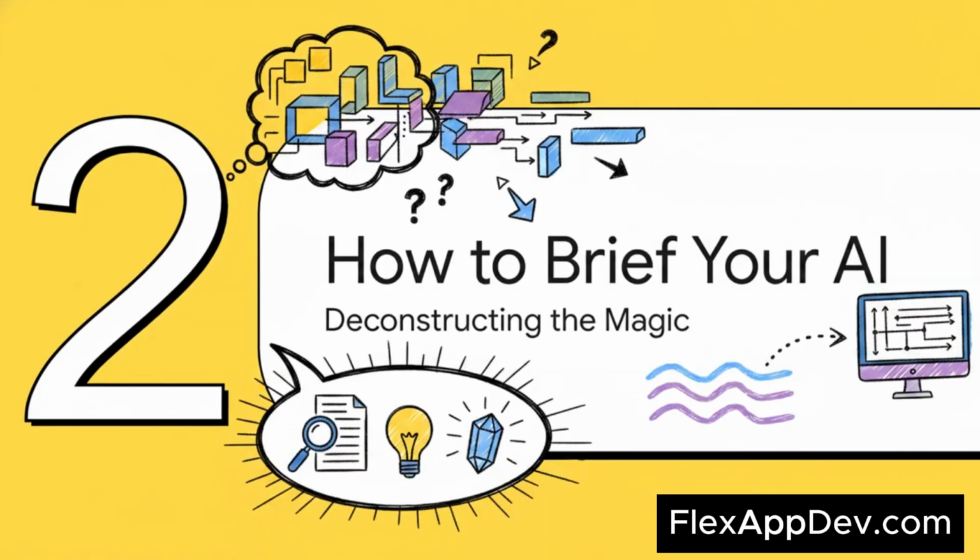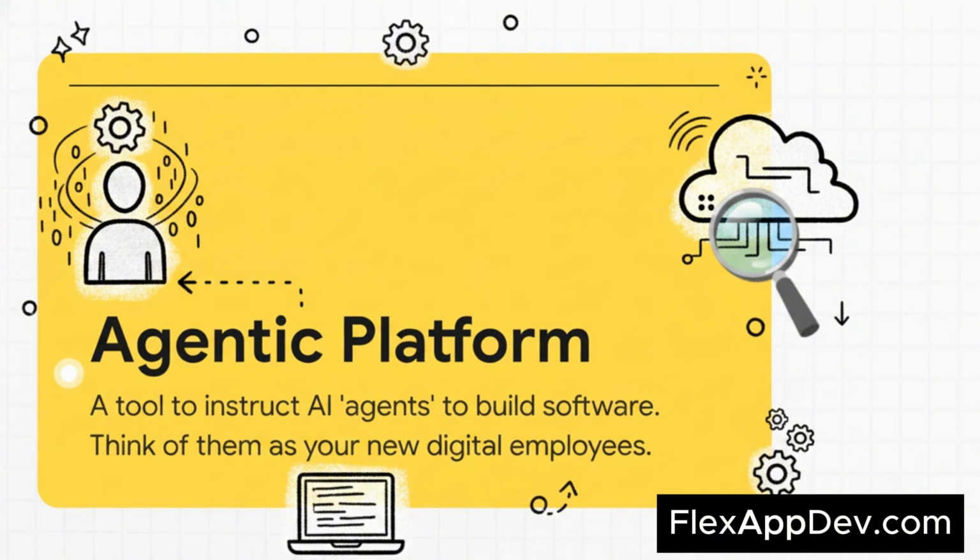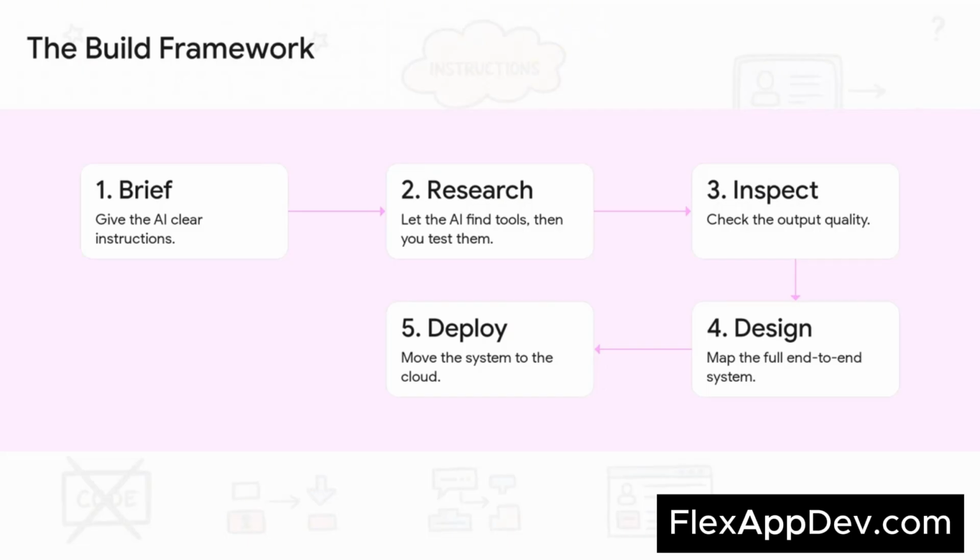So, how in the world do you get an AI to build something so complex? Well, the secret isn't in knowing how to code, it's in knowing how to ask. It's all about learning to brief your AI agent with crystal clear instructions. This whole process happens on what's called an agentic platform. And honestly, the best way to think about these AI agents is as your new digital employees. You don't need to know how they do their job. You just need to be super clear about what task you want them to complete. You're the manager.